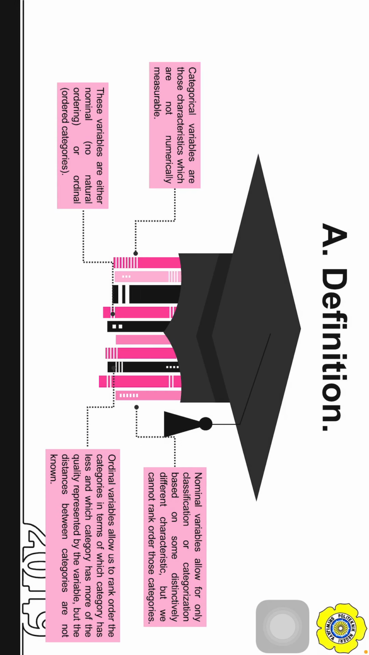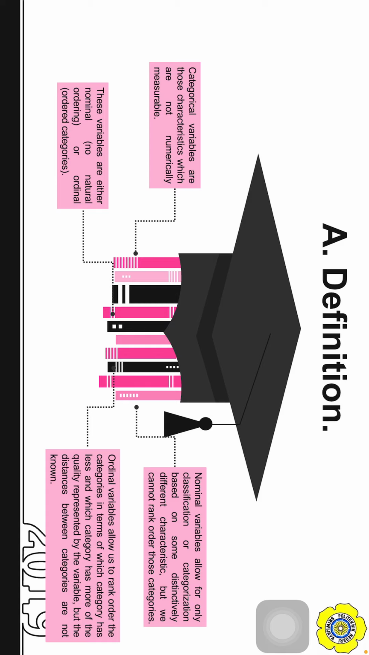The definition: categorical variables are those characteristics which are not numerically measurable. These variables are either nominal, with no natural ordering, or ordinal, with ordered categories. So what are the differences between them? The nominal variables allow for only classification or categorization with different characteristics, but we cannot rank order those categories.